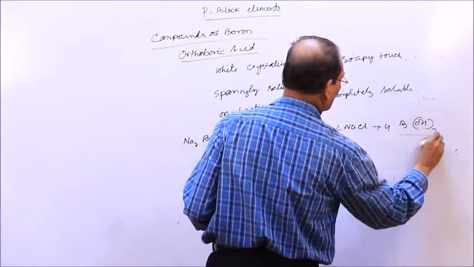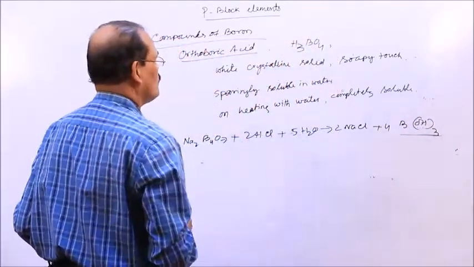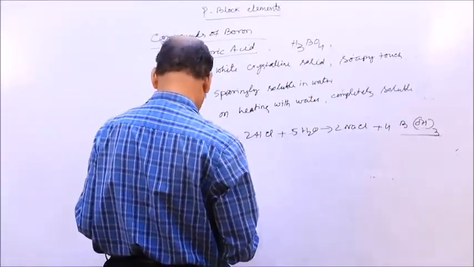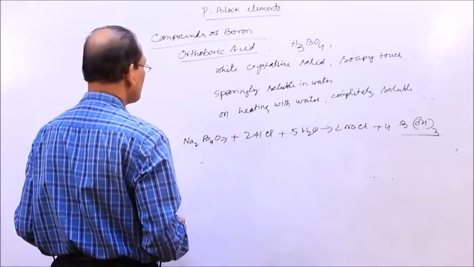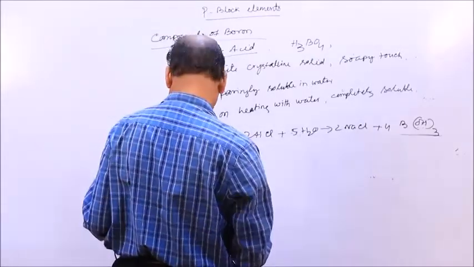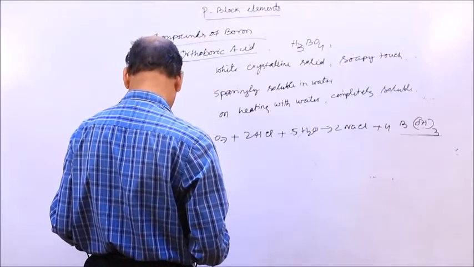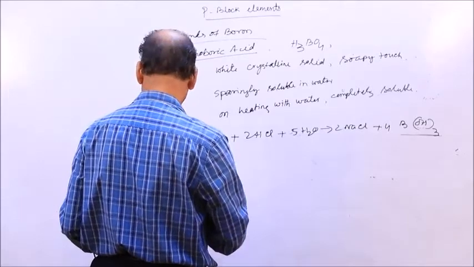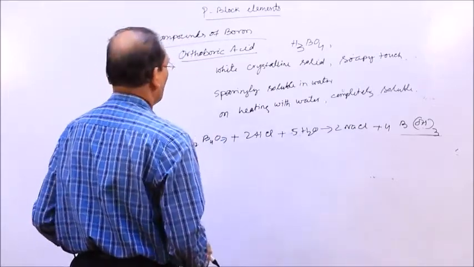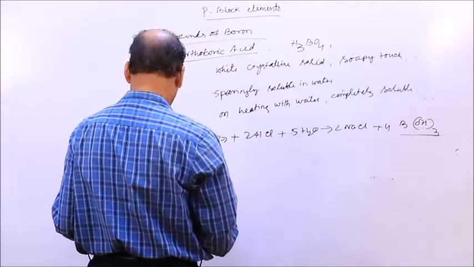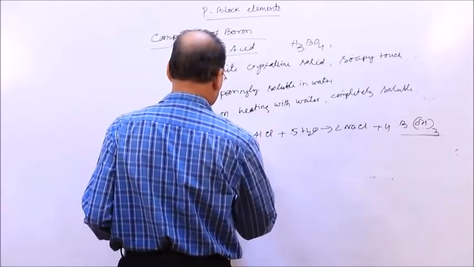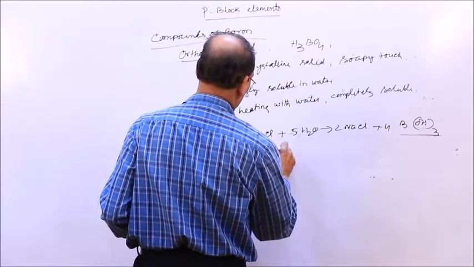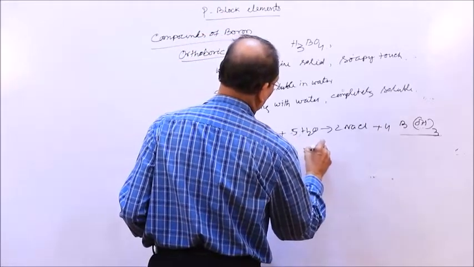Actually the orthoboric acid is represented like this. It is an alkaline solution, and it is also prepared by hydrolysis in water with dilute acids. Boric acid is a weak monobasic acid.